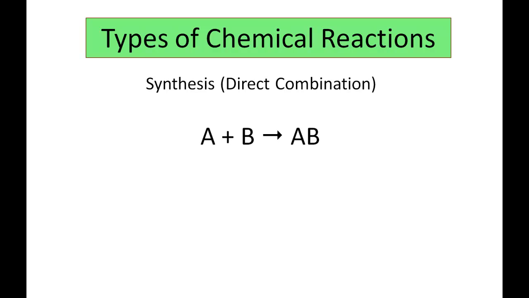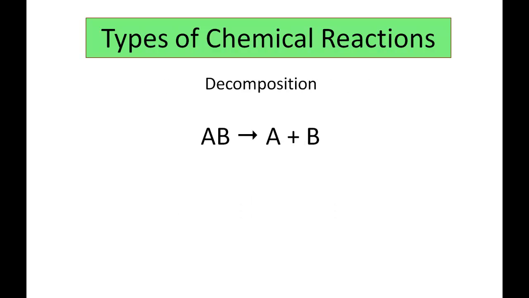The first type is called synthesis or direct combination. It's when you take two elements that are by themselves and you combine them to make a much larger compound. A plus B yields AB. What you can see is this example: sodium and chlorine, both being by themselves, combine to make sodium chloride. Throughout all of these chemical equations that we're going to talk about, I'm not going to take the time to balance them. I'm just showing you how you can predict the products.